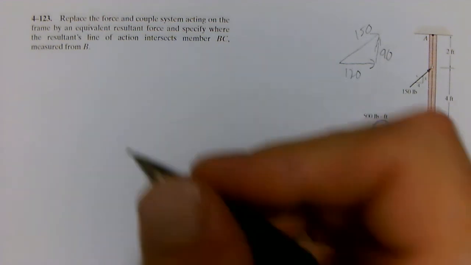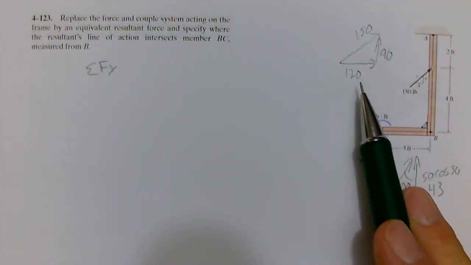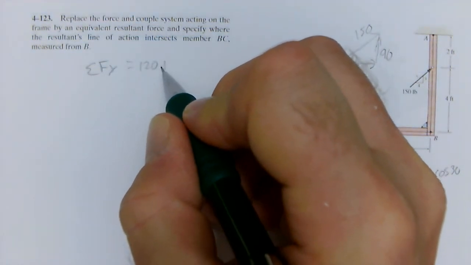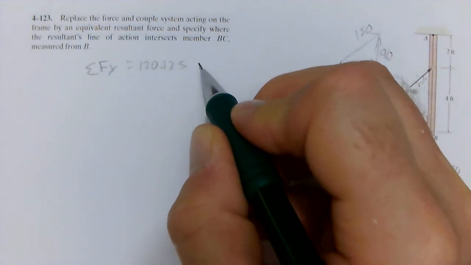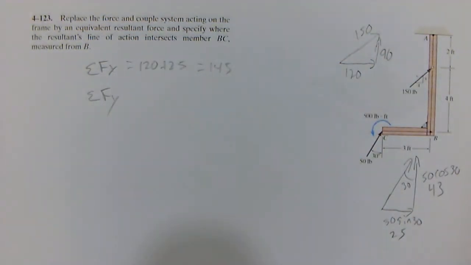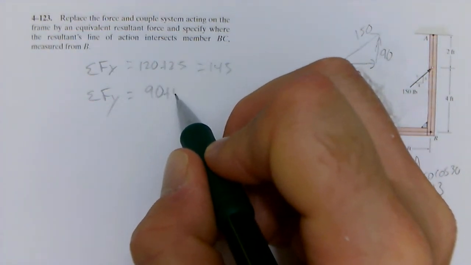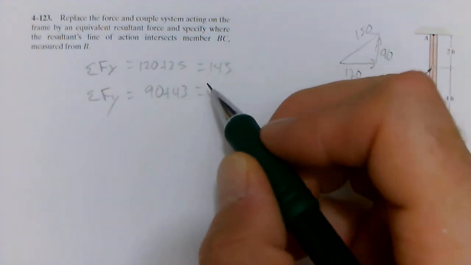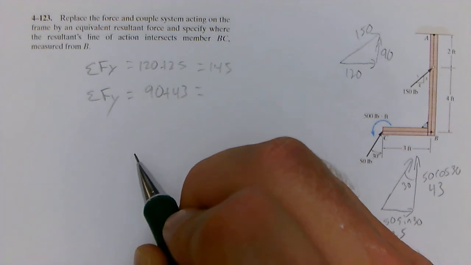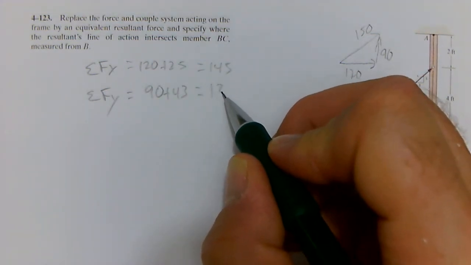All right, let's sum the forces in the x direction. That's going to be 120 plus 25. That equals 145. Sum the forces in the y. We get 90 and 43. And that equals 133.